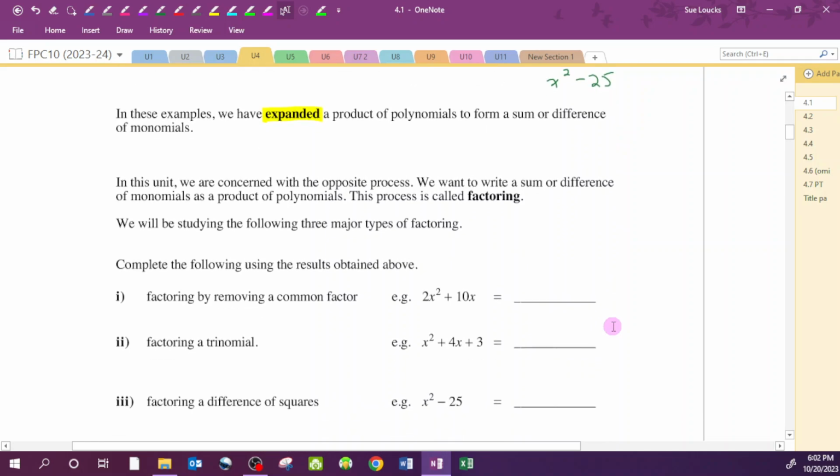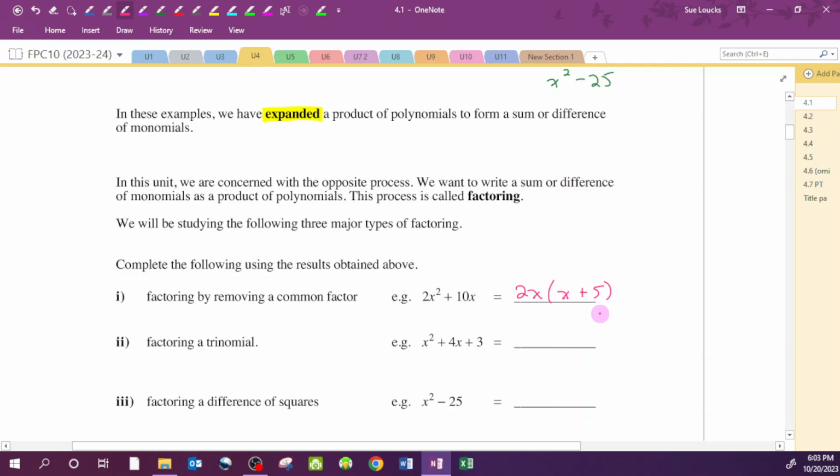So let's just start with removing a common factor. In this example, we've got 2x squared plus 10x. And if I look at this, I can see that this can be divided by 2, and this can be divided by 2, and they can both be divided by x. So that's going to be 2x, and I'm left with x plus 5.